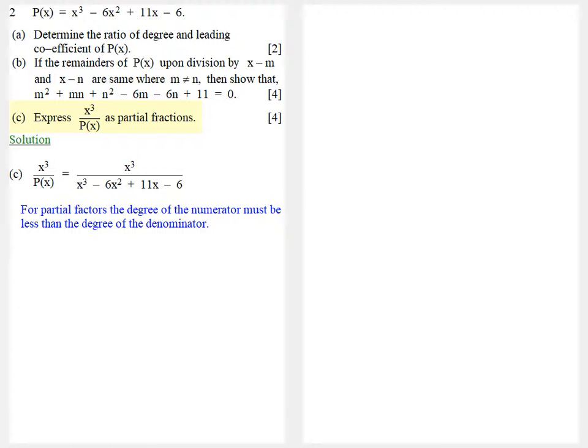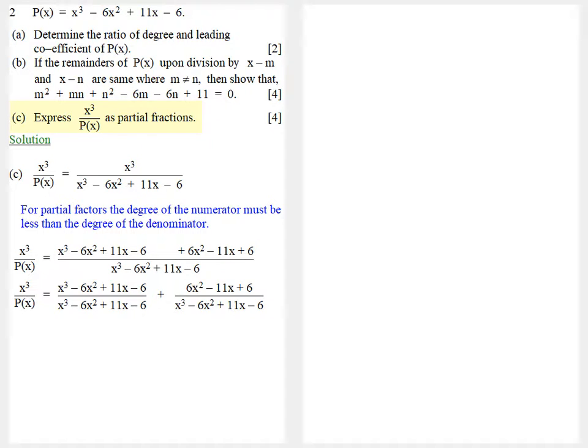On the top we've got x cubed. Well, I can write on the top x cubed minus 6x squared plus 11x minus 6 plus 6x squared minus 11x plus 6. Now the minus 6x squared and the plus 6x squared will cancel, the plus 11x and the minus 11x would cancel, and the minus 6 and the plus 6 would cancel, leaving it as before with just x cubed on the top. But then we can split that up into x cubed minus 6x squared plus 11x minus 6 over the same thing, plus 6x squared minus 11x plus 6 over the same thing again.